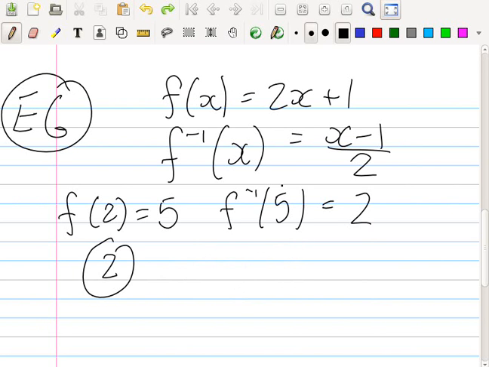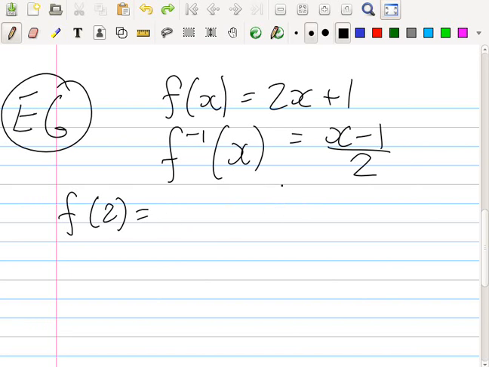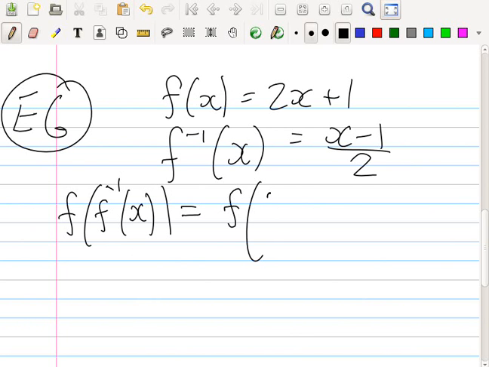So if I said now, show that f and f inverse here are actually the inverse. Well, we start off with our definition, f inverse of x. And by the way, you can swap these around if you want. It doesn't matter. You can have the f inverse outside and the f on the inside. Okay, so we have f and the inverse on the inside here.